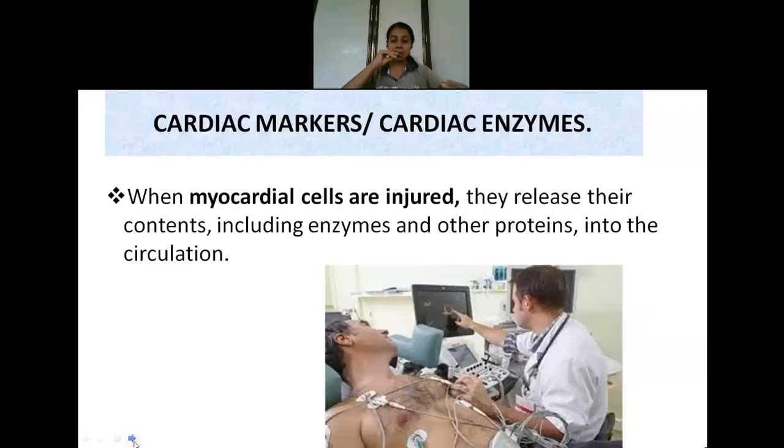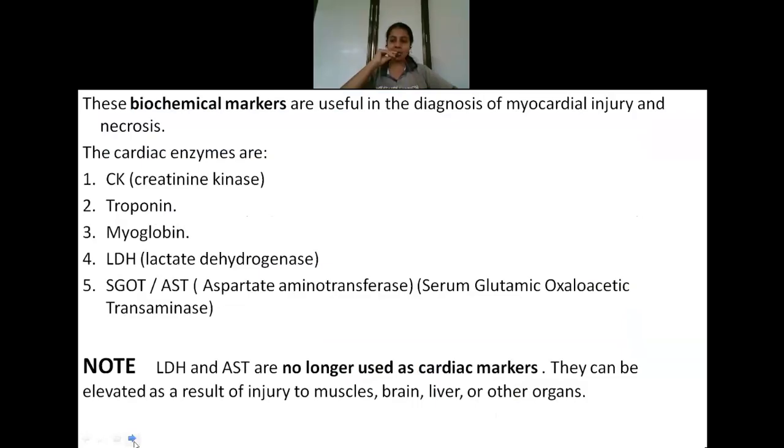So immediately when there is damage to the heart or the myocardium, there is release of certain enzymes or proteins. These enzymes or proteins circulate in the blood, and they are referred to as cardiac markers or cardiac enzymes. Now we have learned the definition of cardiac enzymes.